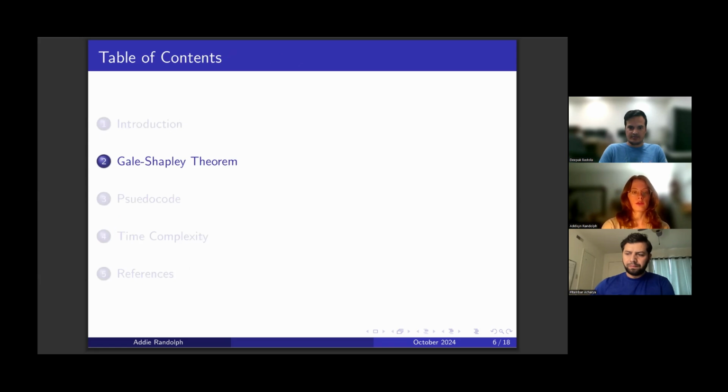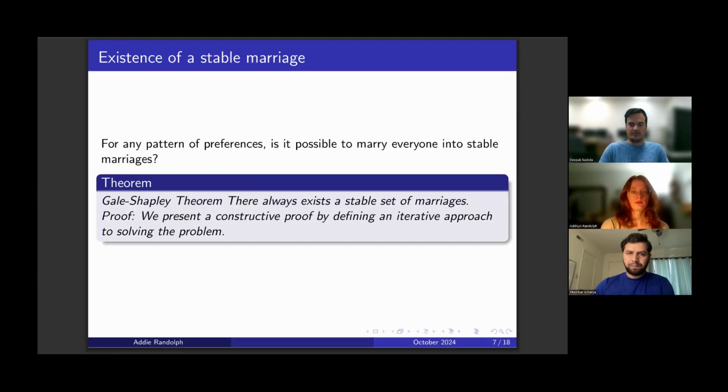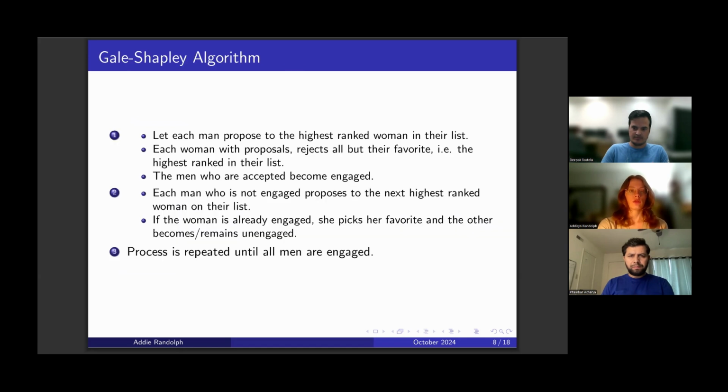Okay, so we have the Gale-Shapley theorem, which proves that there always exists a stable set of marriages. So if we have just any random pattern of preferences for these n men and women, is it actually possible to marry everyone into stable marriages? And this theorem presents a proof by solving the problem with an iterative approach. So this is the Gale-Shapley algorithm.